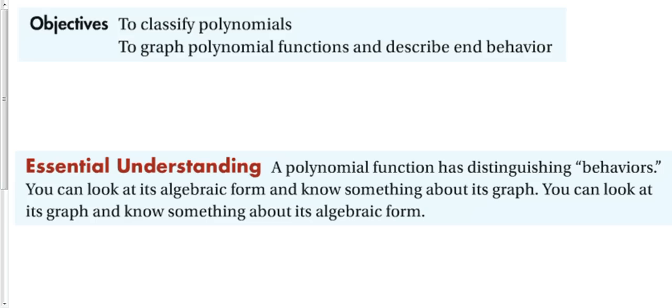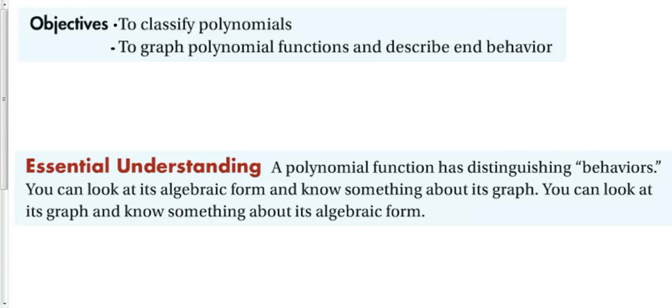5-1, polynomial functions. So our objective for this section is, number one, to classify polynomials, and then to graph polynomial functions and describe the end behavior. So we're going to shy a little bit away from the graphing, and we'll stick more with describing how a polynomial works based on the equation.